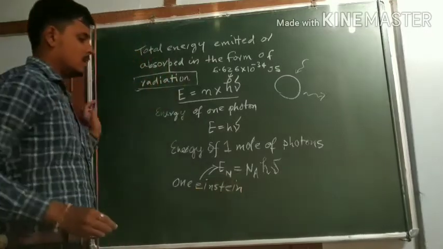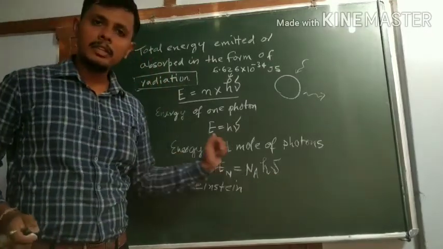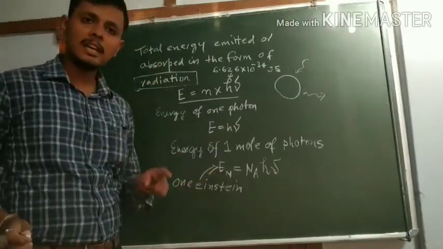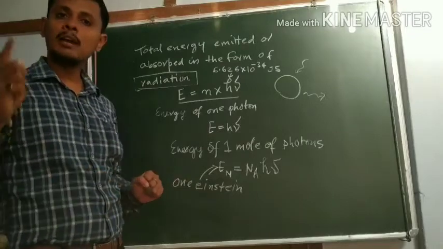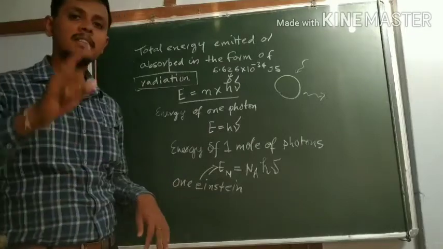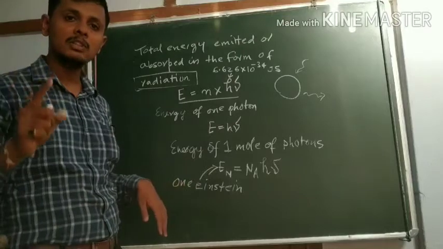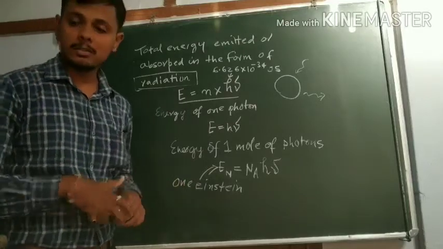So En equals Na into h nu, this is called 1 Einstein, and it is the energy of 1 mole of photons. So the energy of 1 mole of photons we call 1 Einstein. So 1 Einstein means energy of 1 mole of photons.